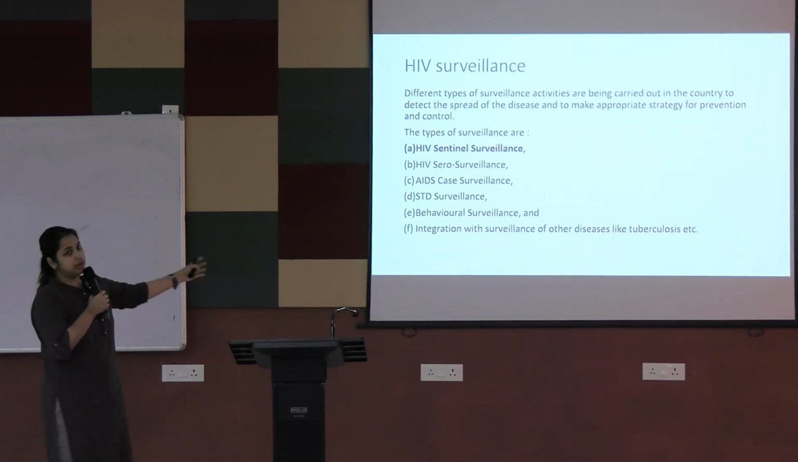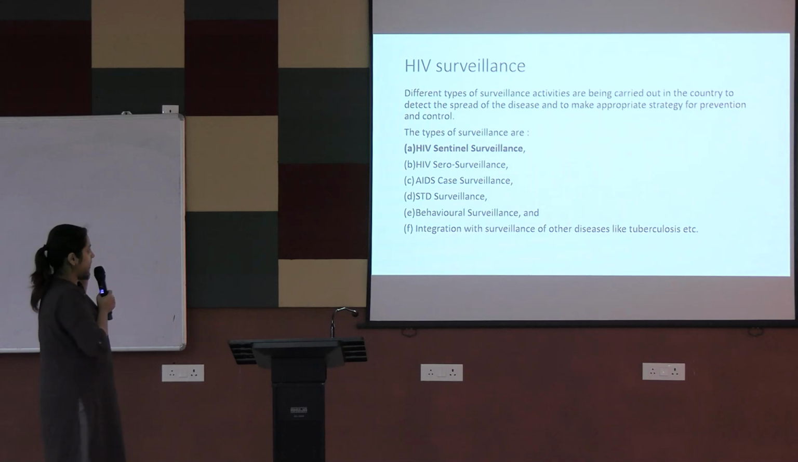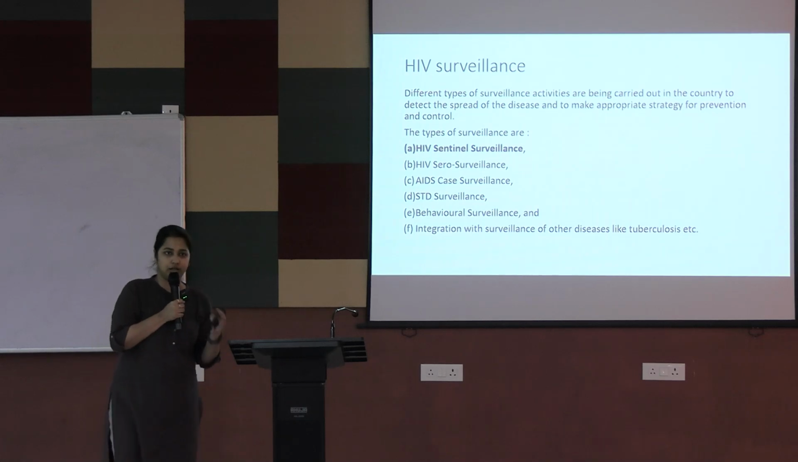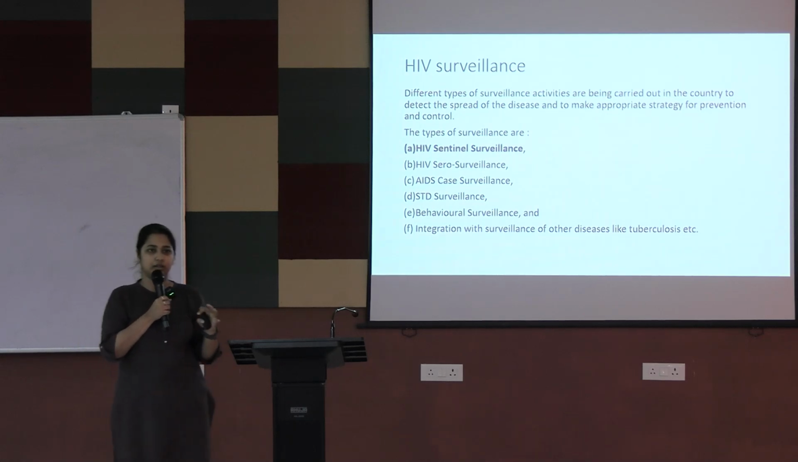There are so many surveillances going on, like sentinel surveillance, sero surveillance, case surveillance, STD surveillance, behavioral surveillance, and integration with surveillance of other diseases like TB. But the most important surveillance of HIV in this country is HIV Sentinel Surveillance.